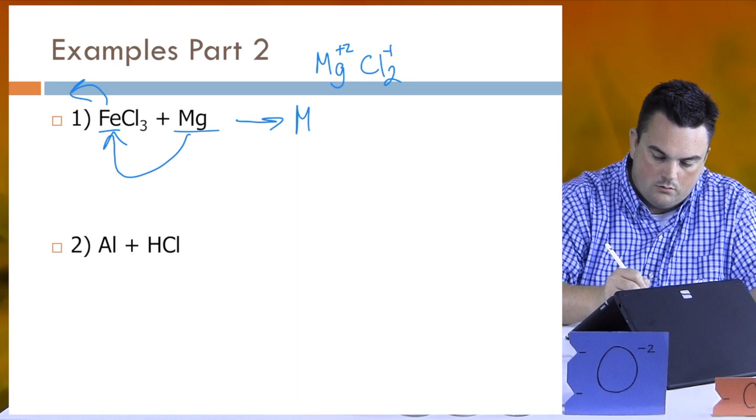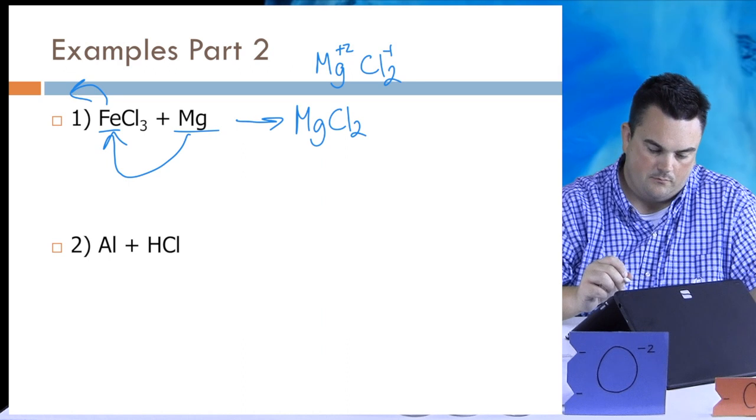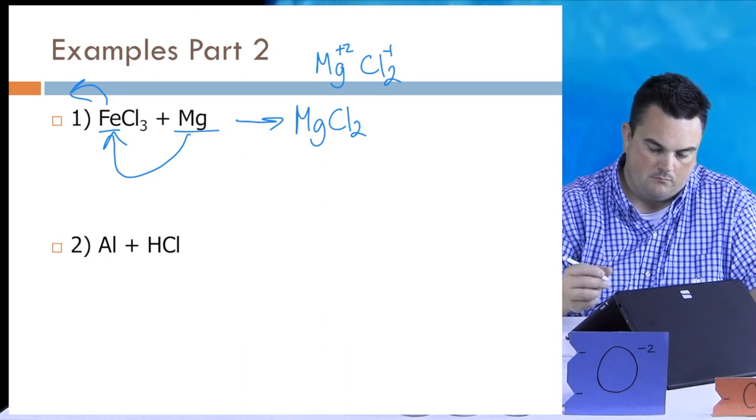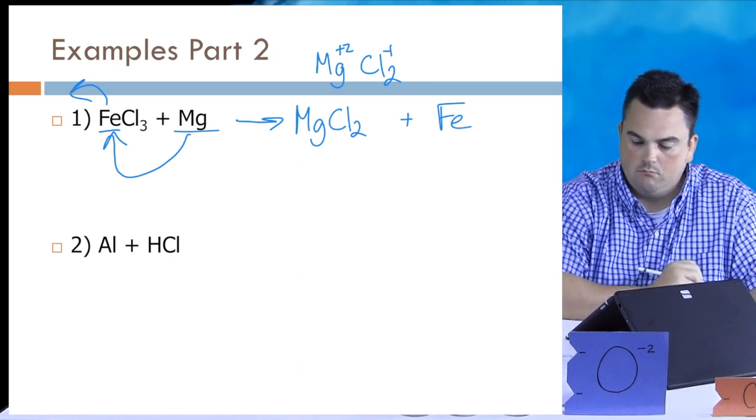Good, now clearly our Cl's are not balanced. Don't let that bother you. We will balance with coefficients later, okay? Now, the last part's kind of the easy part in terms of predicting products, because all we have to do is write the element that was replaced as an element, just by itself. It's Fe. Good, and we don't need a charge because it's an element.